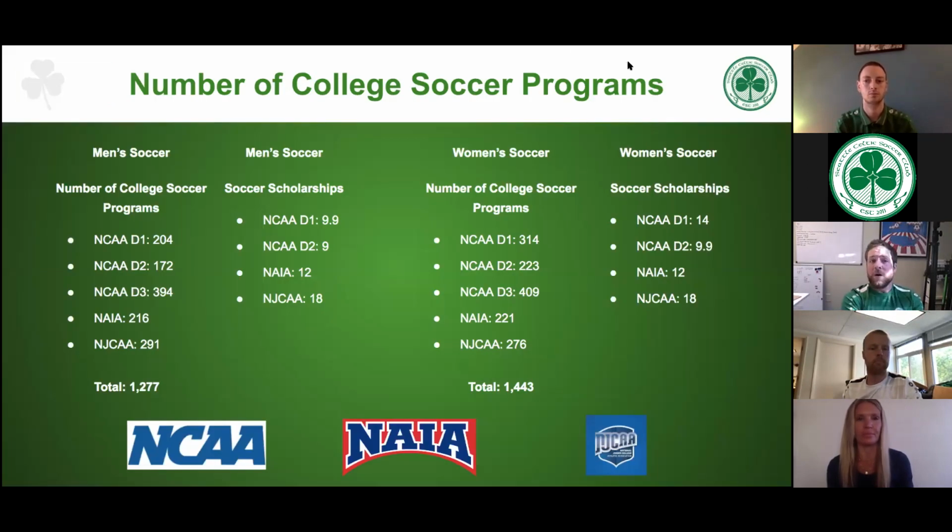So we're just going to skip on to the college part of the presentation now. On the screen, you can see the number of college soccer programs that are available to both men and women. They range from the NCAA to the NAIA and the NJCAA, which is the community colleges. On the men's side, there's a total of over 1,200 colleges. For the girls' side, there's a total of 1,400 colleges.